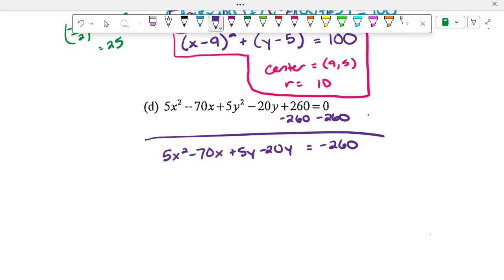Now, here's the problem. My a values for both have to be 1. So in other words, I can't have a constant in front of it. So how do you think I'm going to take care of that? You divide by 5. I can take a GCF of 5 out, so factor a 5 out. So if I factor all 4 of those terms out by 5, I'm left with x squared. What's negative 70 divided by 5? 14. Negative 14x plus y squared minus 4y, and it's still equal to negative 260.